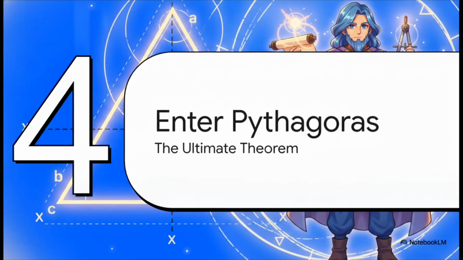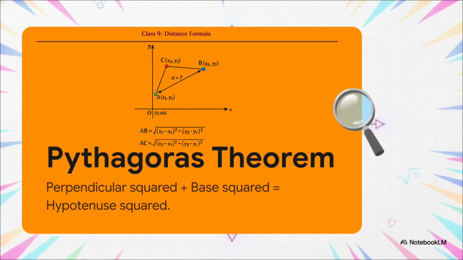Section 4. Enter Pythagoras, the ultimate theorem. Now you absolutely already know this rule. The Pythagorean theorem states that in a right-angled triangle, the perpendicular squared plus the base squared equals the hypotenuse squared. Honestly, it's kind of mind-blowing that a theorem discovered thousands of years ago in ancient Greece is the exact tool we need to map a modern Cartesian grid. It's comforting, it's super familiar, and it's perfectly suited for the job. We don't need to invent some new highly complex theorem. We just need to apply this ancient, tried-and-true rule to our setup.